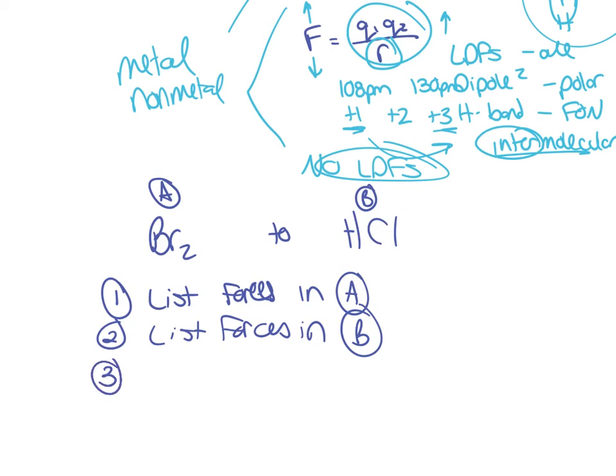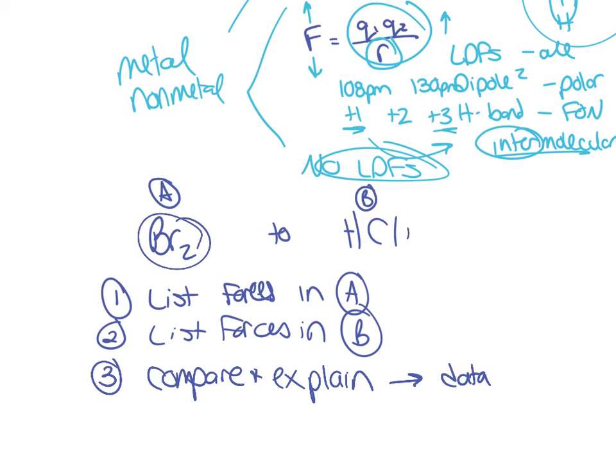Then for step 3, you're going to do the compare and explain. All the forces in A, list them out. All the forces in B, list them out. And then compare them and explain. Usually you'll have some data to support you there. You'll say, the melting point of Br2 is greater than the melting point of HCl. Therefore, the forces in A are greater than the forces in B. This is due to the larger electron cloud and the greater London dispersion forces. So you need to compare, use your data, and explain. Anything with intermolecular forces, you need those 3 parts.